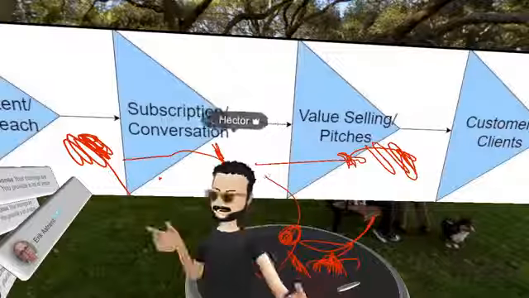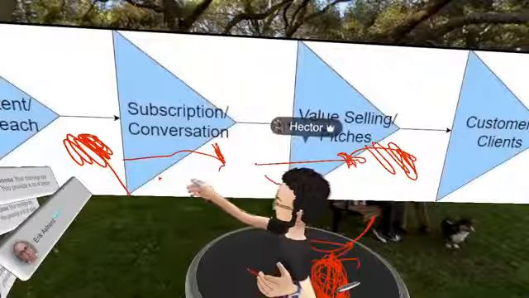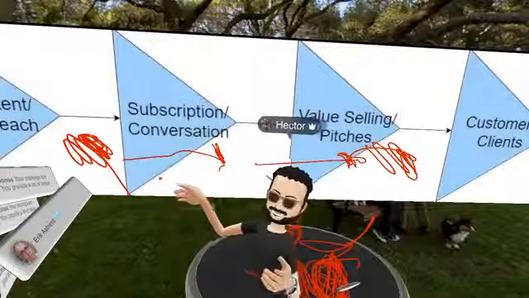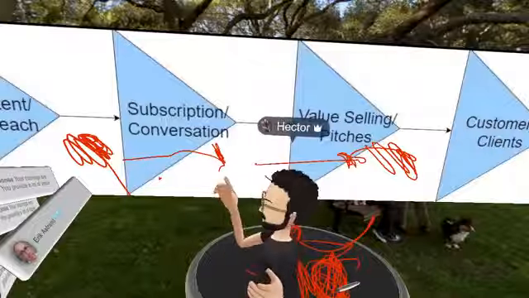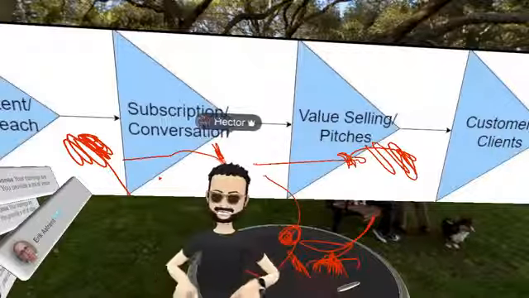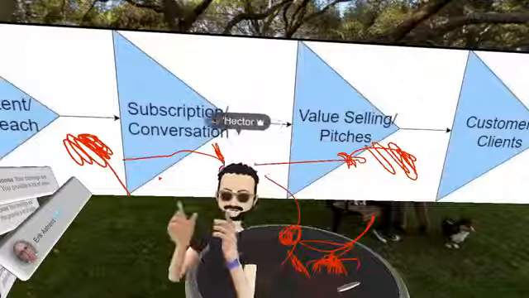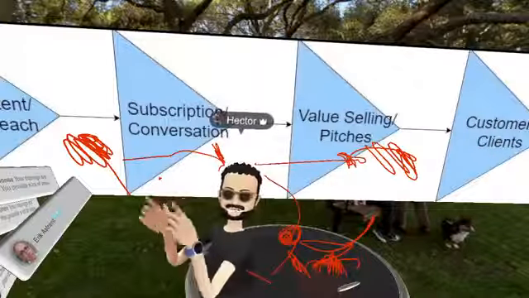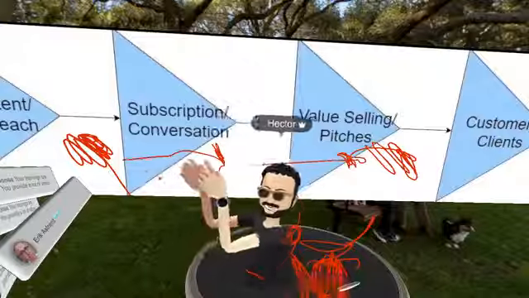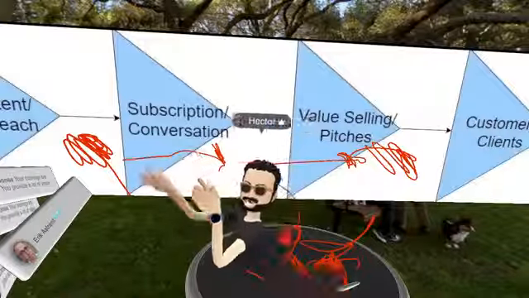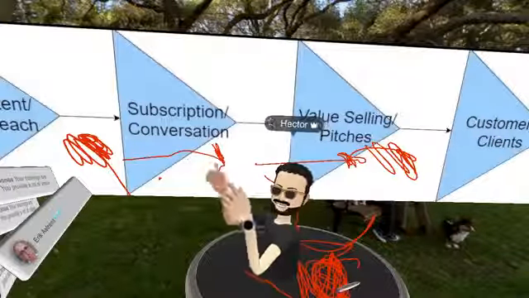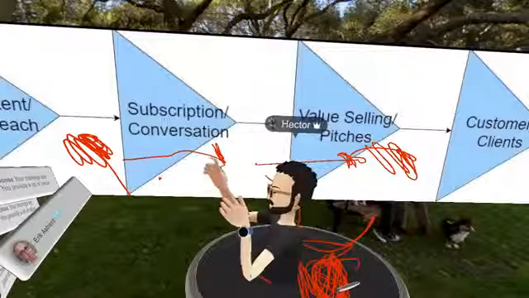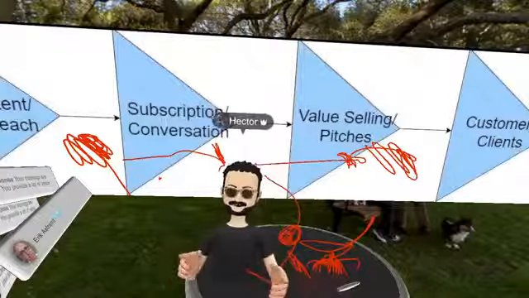It's funny what happens. So let's review what we went over today. We talked about creating content, and really creating content that not only gets awareness, because anybody can create content, but your goal of the content is to get people to subscribe. The goal of the content is to start the conversations with potential prospects.